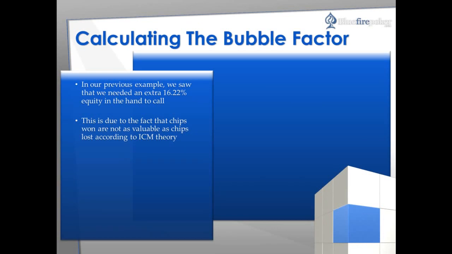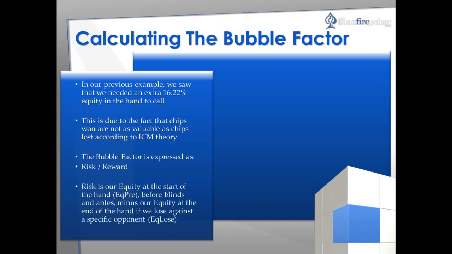So how do we calculate the bubble factor? Well, in our previous example, we saw that we needed an extra 16.22% equity in the hand to call when basing this off of ICM rather than off of pure chip values. This is due to the fact that the chips won are not as valuable as the chips that we lose according to the ICM theory. The bubble factor is a way to estimate that difference between the value of the chips won and the value of the chips lost, and it's expressed as our risk divided by our reward.